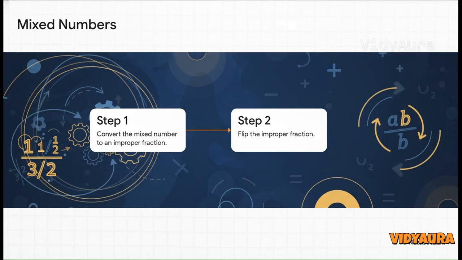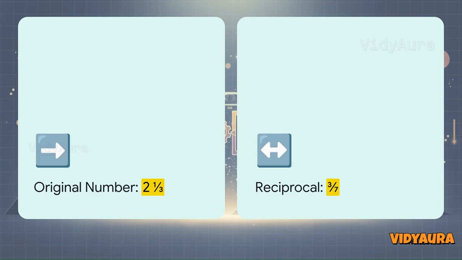Okay, how about those mixed numbers again? You're probably seeing a pattern here. Just like with multiplication, that first step is key. Your brain should immediately go, convert. Always turn that mixed number into an improper fraction first. Only after you've done that can you flip it to find the reciprocal. So let's take 2 1/3. First step, we convert it. That becomes 7/3. Now it's in the right format, so we can just flip it. And there you go. The reciprocal of 2 1/3 is 3/7.